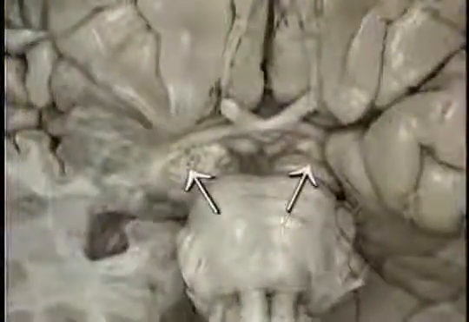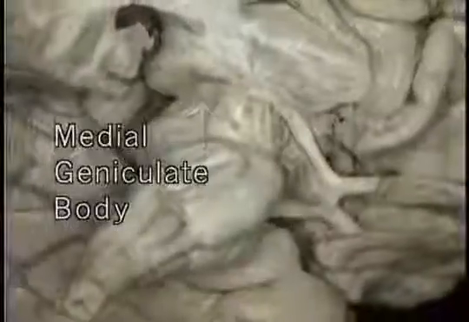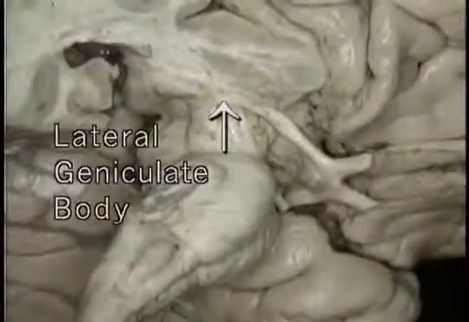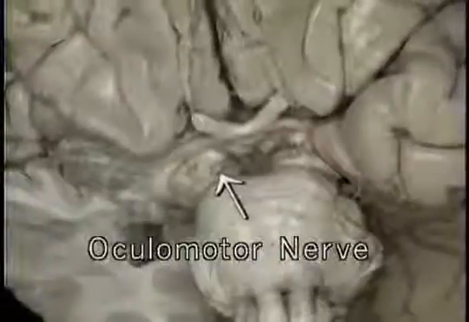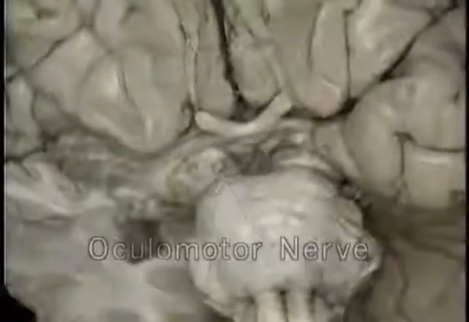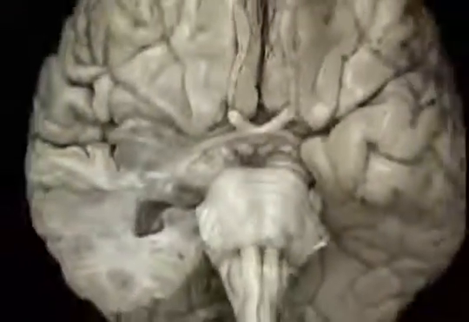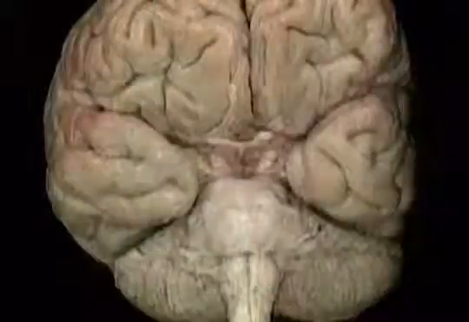Here are the cerebral peduncles again. Here on the outside of the cerebral peduncle are the medial geniculate body and the lateral geniculate body, which gives rise to the optic tract. Between the cerebral peduncles, the third cranial nerve, the oculomotor, emerges. We'll return to the intact brain.